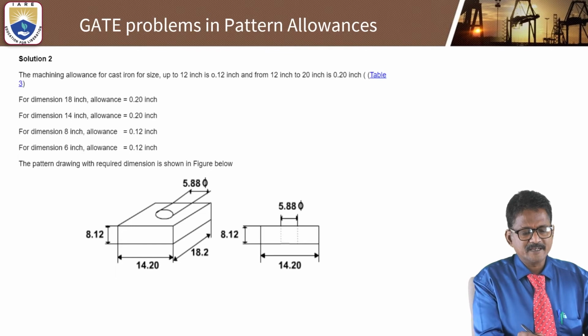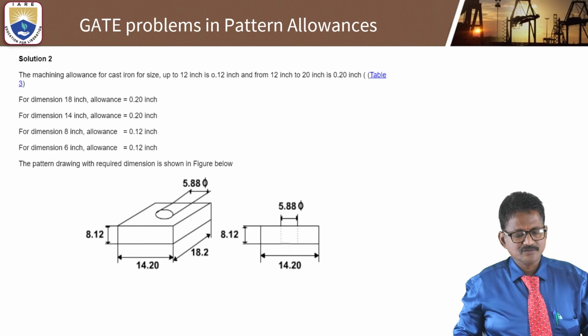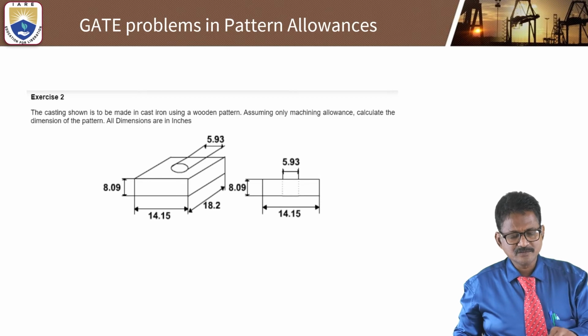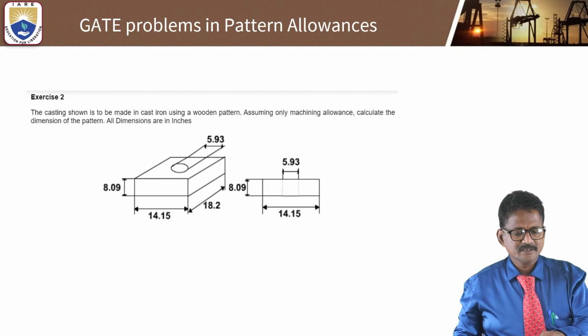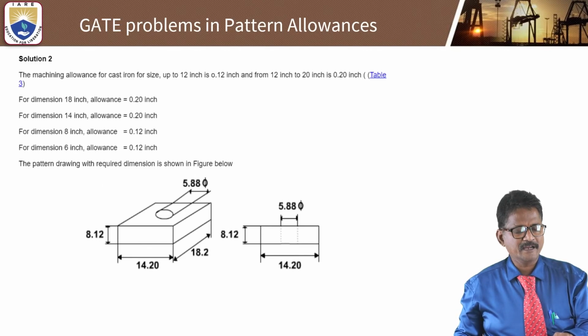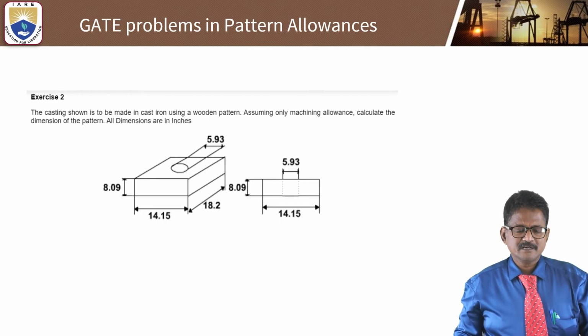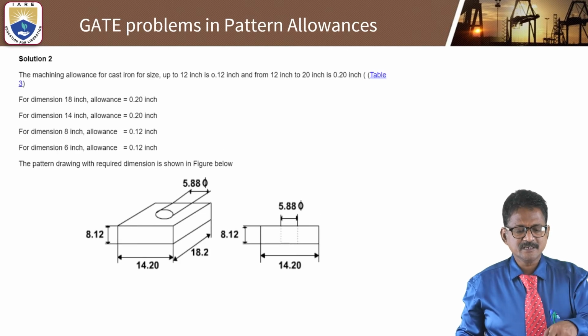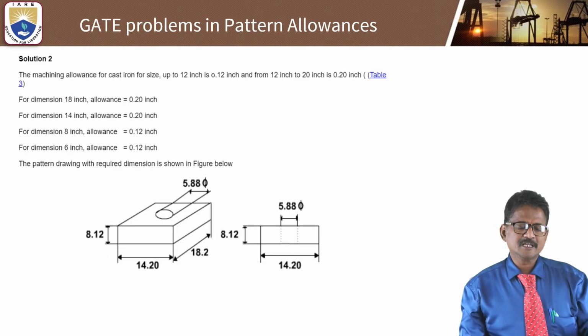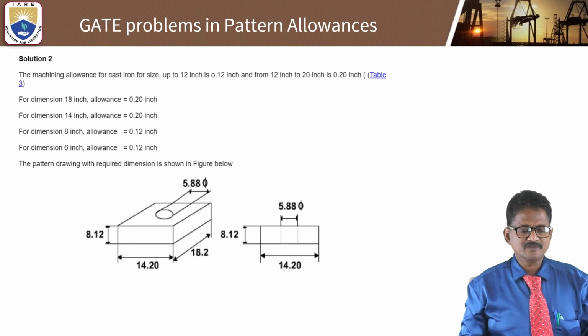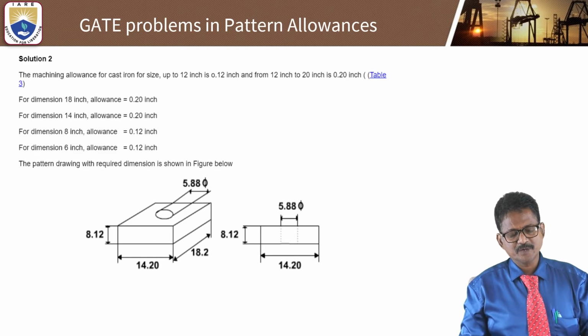14.15 can be added. 0.2 means 14.2. Okay, so like that you are supposed to add. Here 18.2. Wherever required, there you can add this allowance, and 8.9. Here you can add some allowance, and here also the hollow portion, 5.93. Here the deduction will be taken. All external surfaces we should add, internal can be deducted for 0.12 allowance. This is called 0.2 mm to be added.